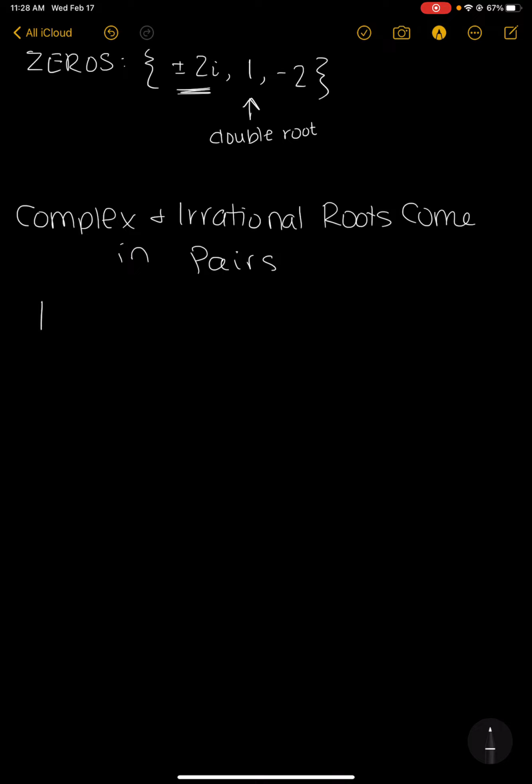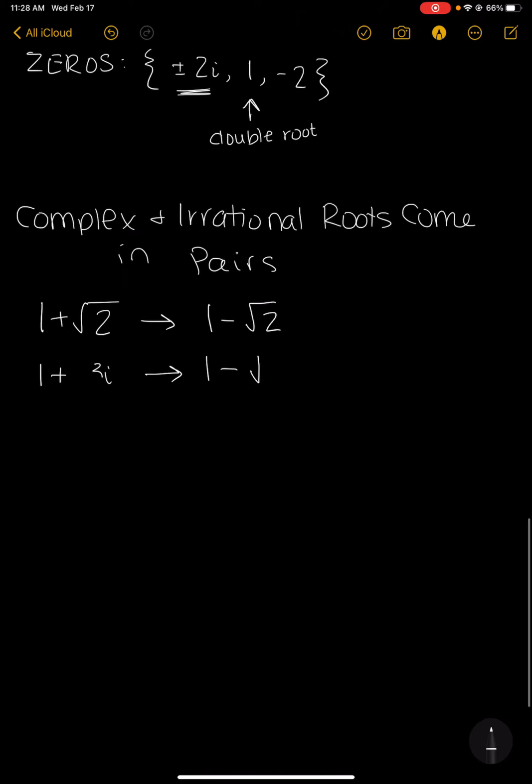So we know that if we are given the 0, 1 plus root 2, we can assume we also have the root 1 minus root 2. Same thing with complex. So 1 plus 3i, we assume that we also have 1 minus 3i. I don't know why I put that underneath a radical. Did it over here too. And they're called conjugate pairs because the only thing that's different is the sign.